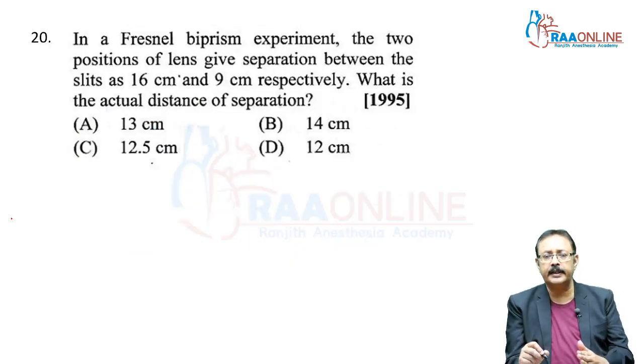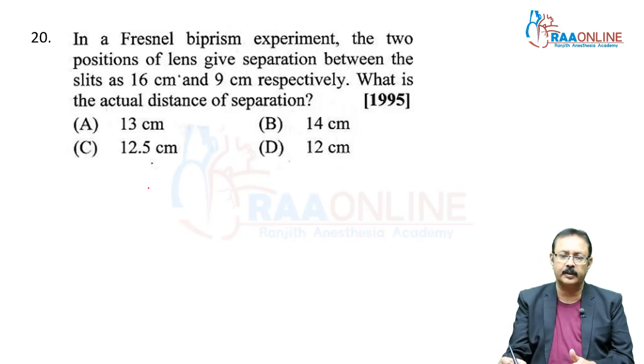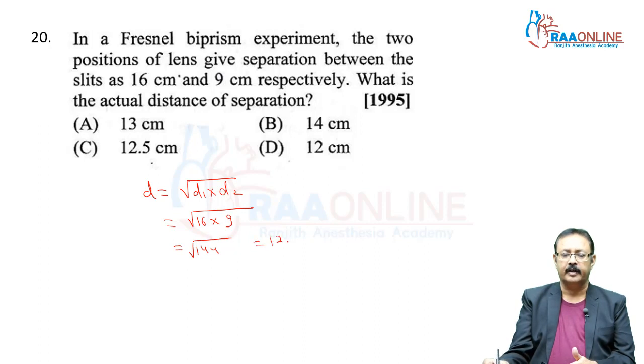Next is from 1995 AIPMT. In a Fresnel biprism experiment, the two positions of the lens give the separation between the slits as this and that. What is the actual distance? We know the formula for the actual distance. It is under root d1 into d2. So d1, d2 both are given. One is 16, another one is 9. So what are we getting? Root 144 means 12 centimeter. So we will go with option D.